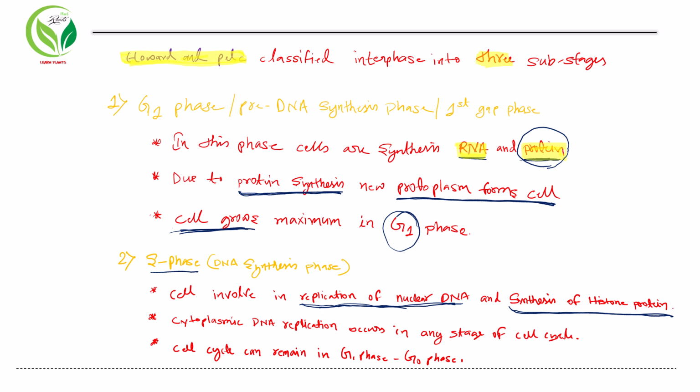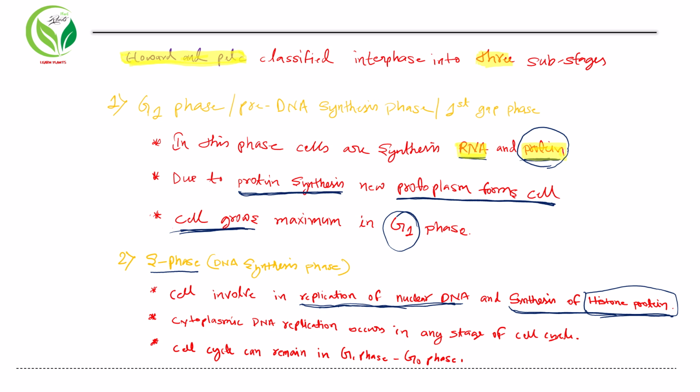Make sure you note in your notes that histone protein is synthesized in S phase, because mainly DNA is synthesized in this S phase, and G1 and G2 phases are the pre and post phases. You can easily remember that G1 phase occurs before S phase and G2 phase occurs after S phase. Cytoplasmic DNA replication can occur in any stage of the cell, but mostly in S phase.